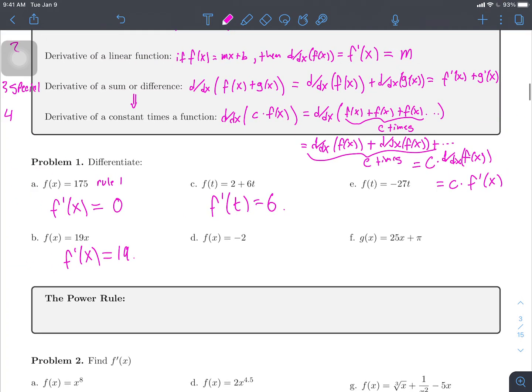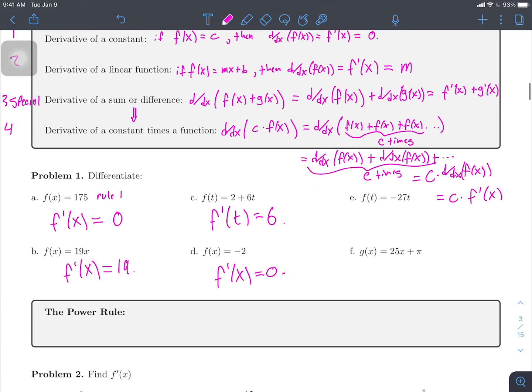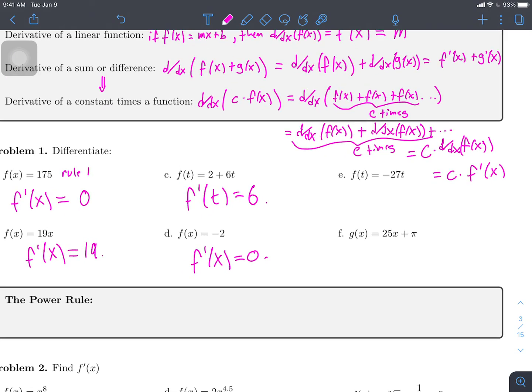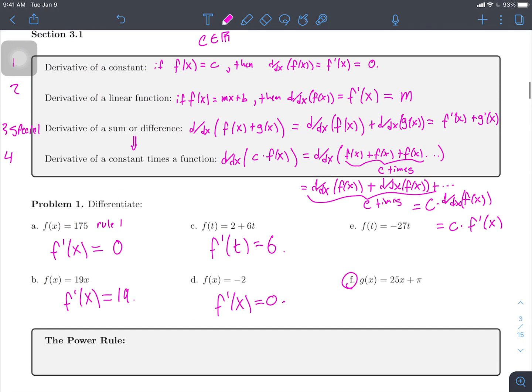Okay, how about D? For negative 2, what should we do? Yeah, rule 1, it's a constant, f prime of x is equal to 0. Super easy. All right, let's just do f. G of x equals 25x plus pi. Huh. Which rule do I use for that one?